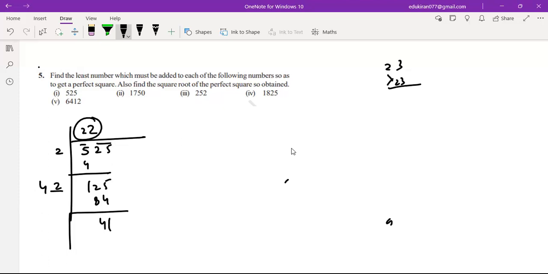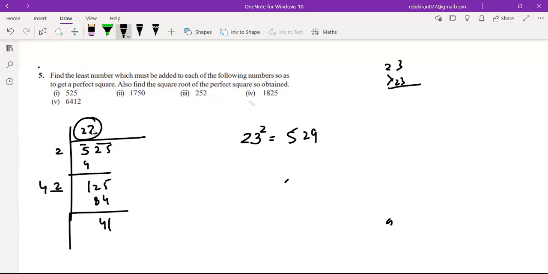But there is a remainder, so is it 22? No. That's why you took the next number, which is 23. The square of 23 was 529. Okay. So you got 529. If it is not a perfect square, then of course you have to take the next number and find its square. You got 529. Is the first step clear, students?